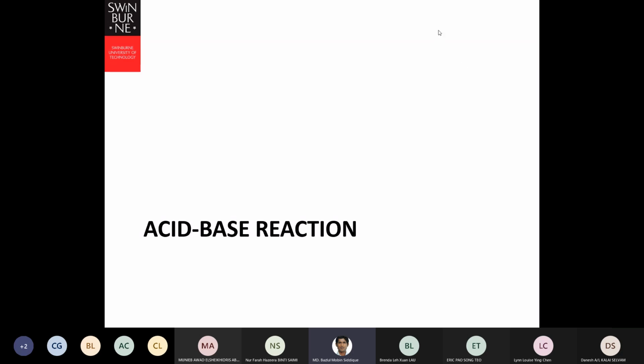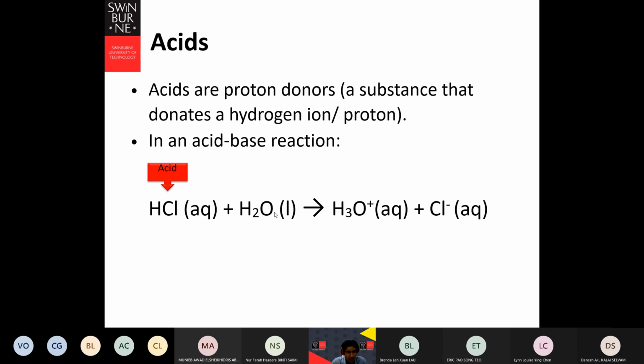Okay, I think it's 5 minutes already. All right, now we are going to the acid-base reactions. As at the beginning we were saying, when acid and base react, they will produce water and a salt. But before we move to a more detailed understanding of acid-base reaction, we need to understand what is an acid and what is a base.